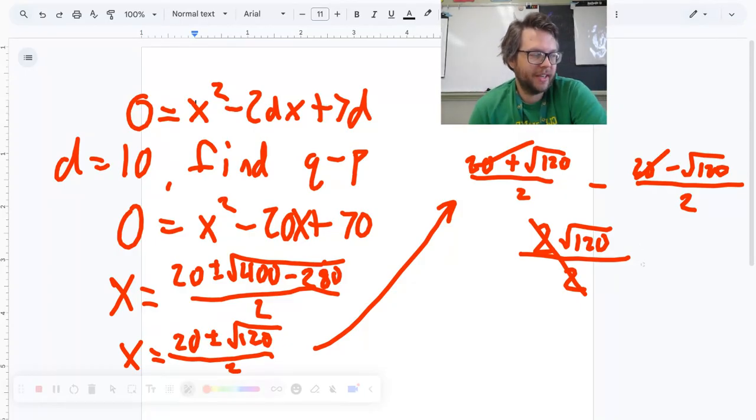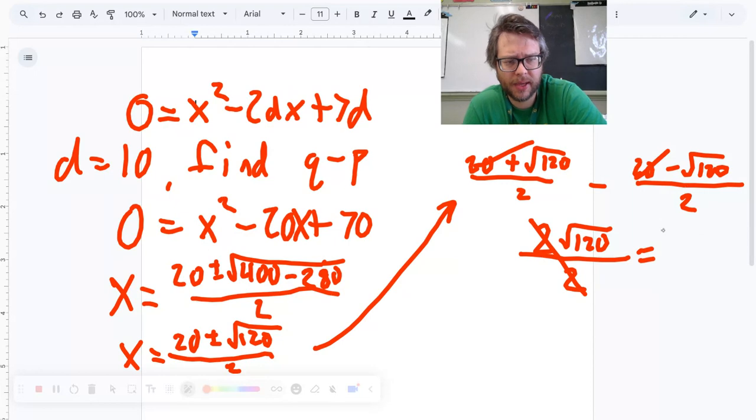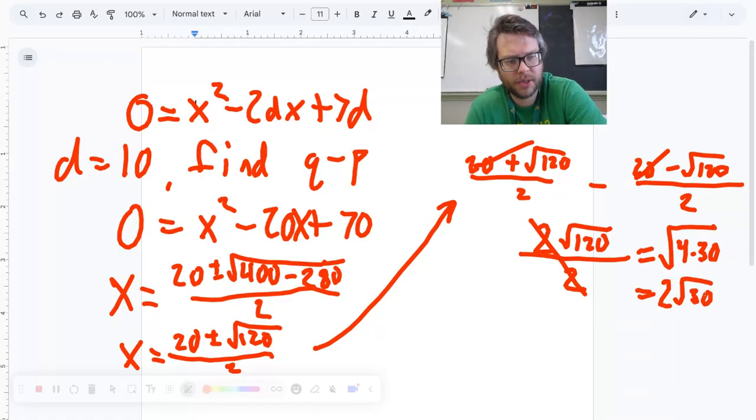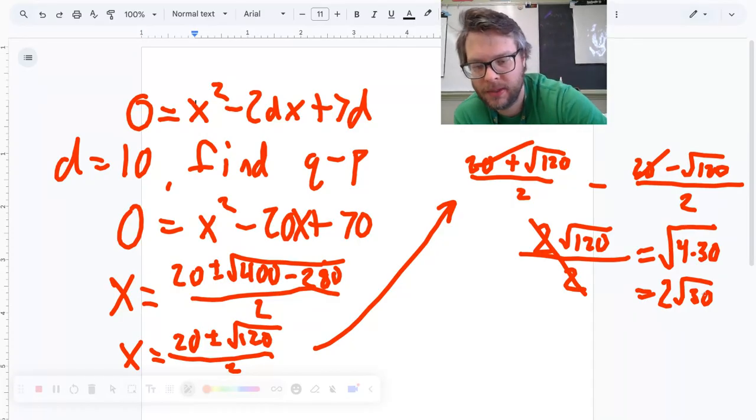They want me to find the answer simplified. So I have to think what goes into root 120. I could make that 4 times 30, I guess. So that'd be 2 root 30. And I don't think there are any other perfect squares that fit into 30. So let's leave our answer like that. So that was with d equal to 10.